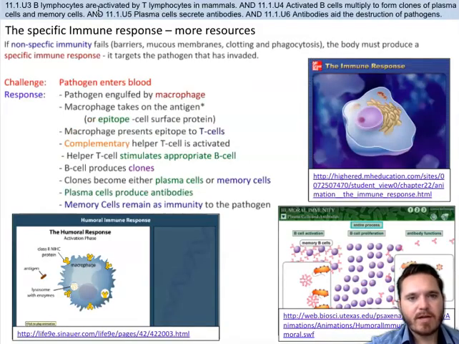Okay, so just a reminder slide of what you could potentially be asked on an IB exam: explain the specific immune response starting with a pathogen entering the bloodstream. And so you would just go through this response here. For this part, the helper T cell stimulates the appropriate B cell. That would mean the helper T cell is activating the appropriate B cell. The B cells produce clones, or you can say it's dividing and making copies of itself, to become plasma cells and memory cells.